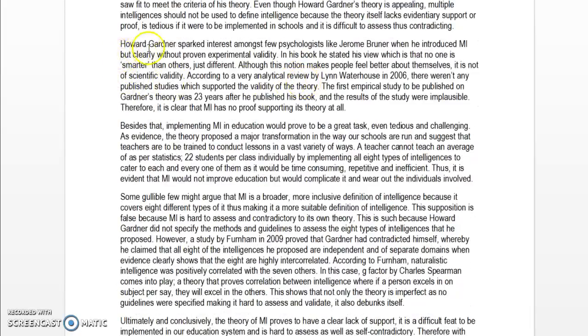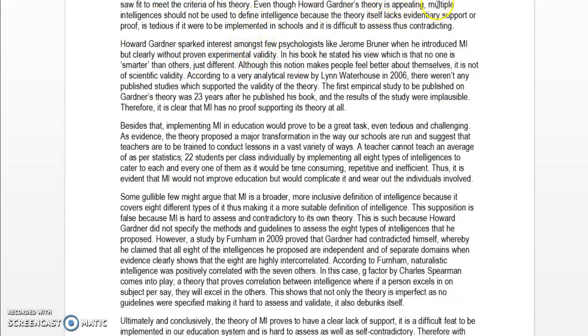Alright, so now let us look at an example. Howard Gardner sparked interest amongst a few psychologists like Jerome Bruner when he introduced MI, but clearly without proven experimental validity. If you look at the thesis statement again, which is here, MI should not be used because the theory itself lacks evidentiary support or proof. So this is actually the same as this: lack proven experimental validity. So, lack proof.